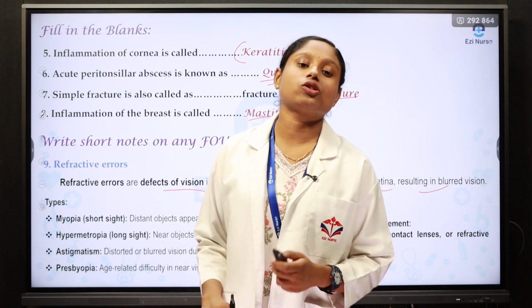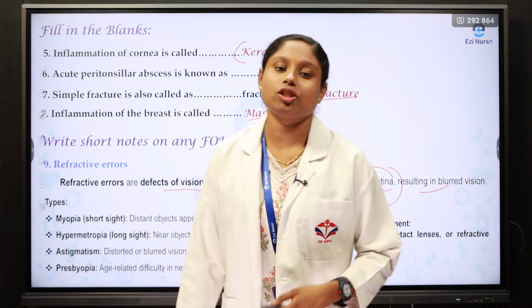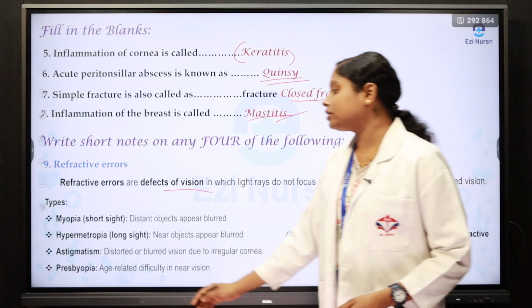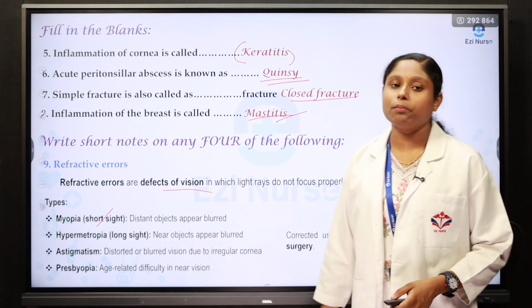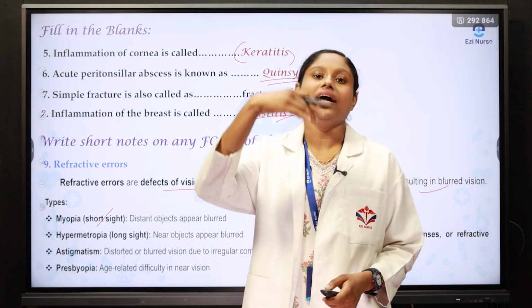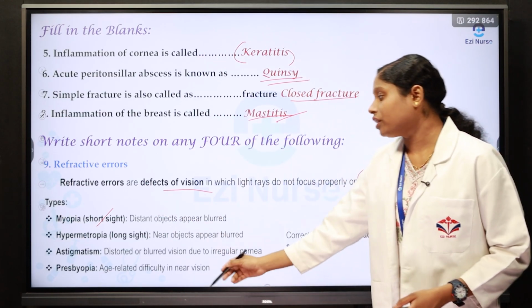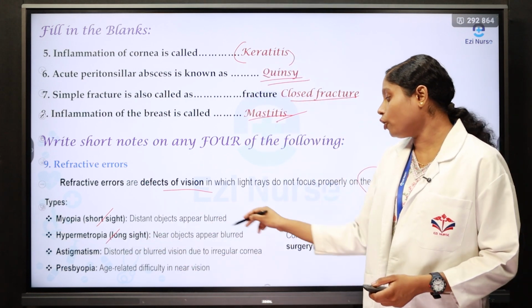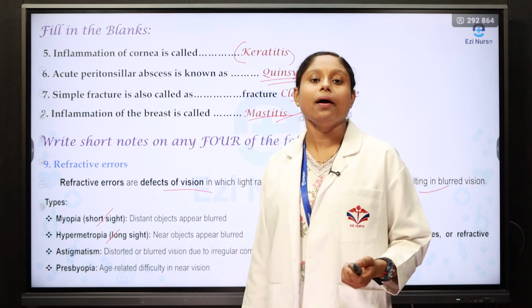So the light rays could not focus properly on the retina, causing blurred vision. That is what is known as refractive error. There are types. First is myopia, that is short sight. Distant objects appear blurred. So the person who has myopia, their distant objects will be blurred. Next is hypermetropia, also known as long sight, where near objects appear blurred. So they can't see near objects, they will appear blurred.